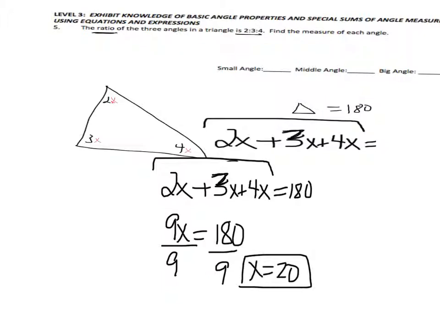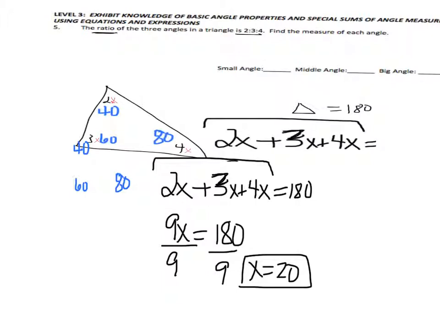So what this means is that if I multiply 2 times 20, I'm going to get 40. 3 times 20 is 60. And 4 times 20 is 80. Now, if I add 40 plus 60 plus 80, that's going to equal 180 degrees, which is what a triangle measures. Because I didn't have the actual values of the angles, I just had the ratio, you needed to find out the value of x.